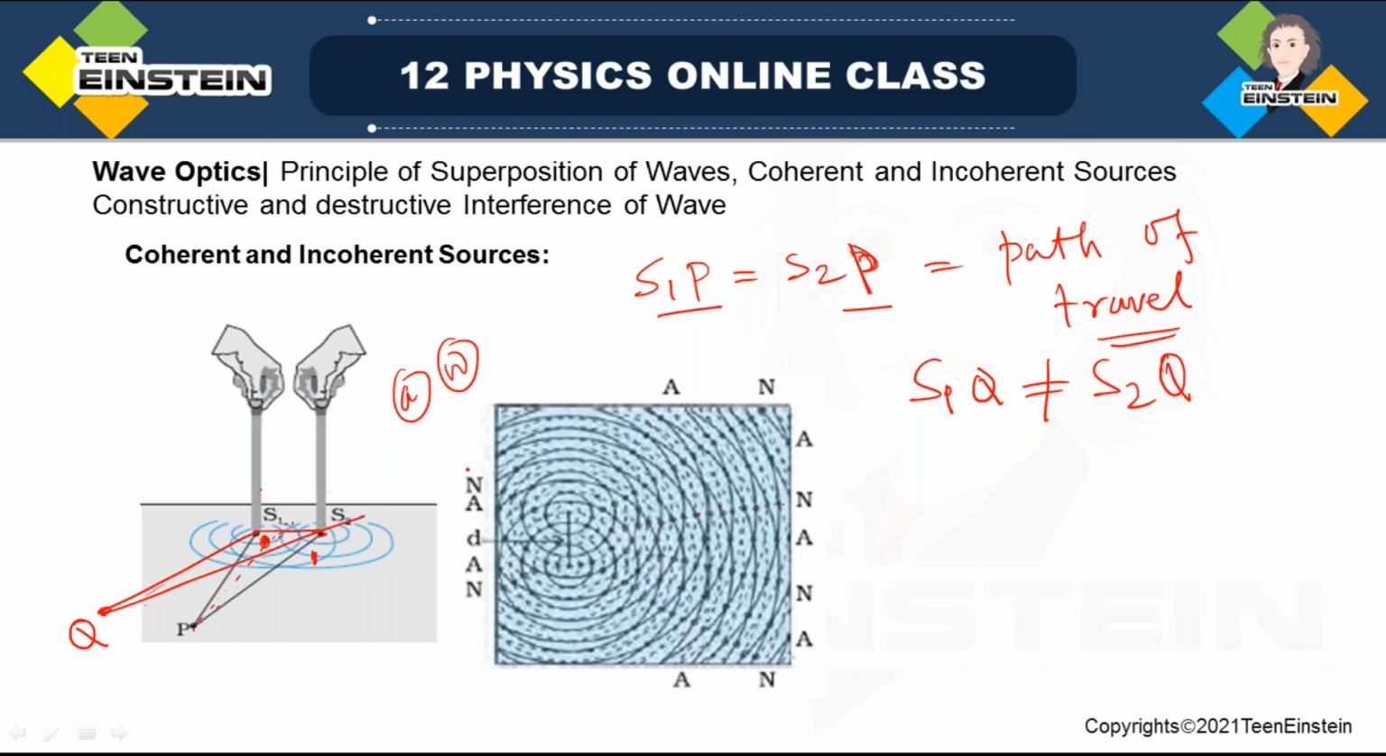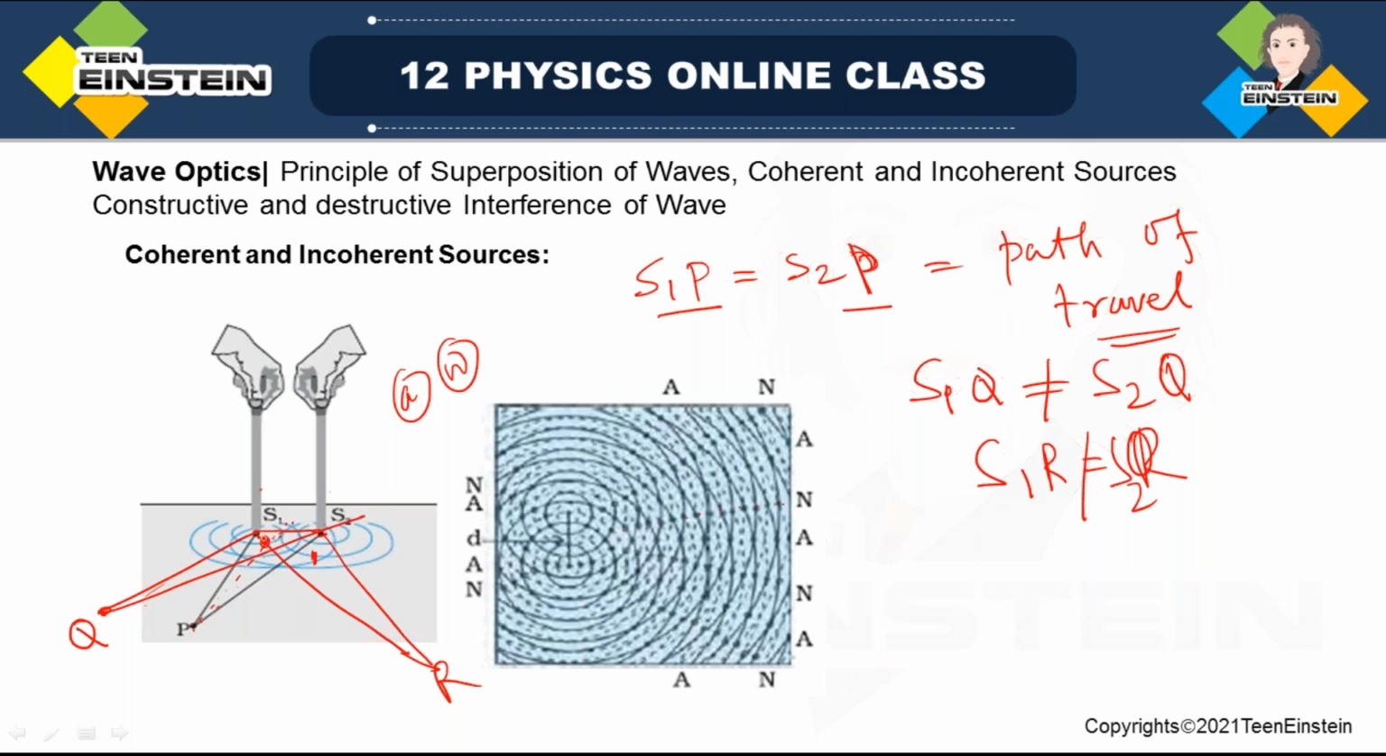Okay, this S2Q and S1Q may not be the same. I can take another point, maybe R here. So here also S, this is R. We may see S1R and S2R may not be the same distance. So their path may be the same or may not be the same.